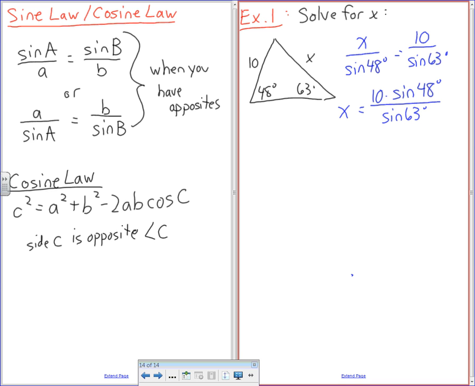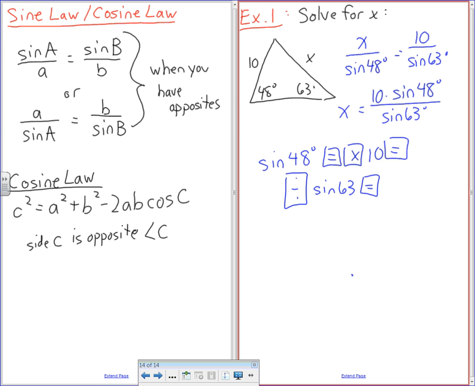Bam. Calculator time. If you were saying, I don't want to do this on my calculator, I'm going to write out how to do it. On my old clunky calculator, it's sine 48 equals, times 10 equals, divided by sine 63. Actually, mine would be 48 sine times 10 equals divided by 63 sine.